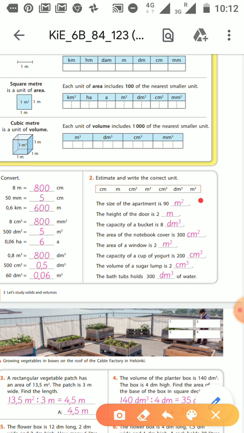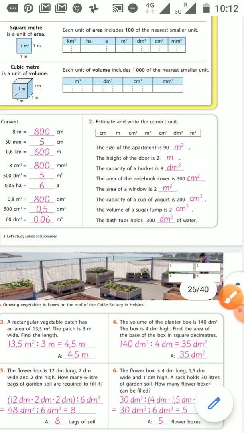The height of a door, just think what sounds about right. So I would say, most people's height, like adults, are 180 odd centimeters. So 2 meters sounds about right. Capacity of a bucket is in decimeters. Capacity is measured as a volume. And then you've got the other answers going down there for question 2.